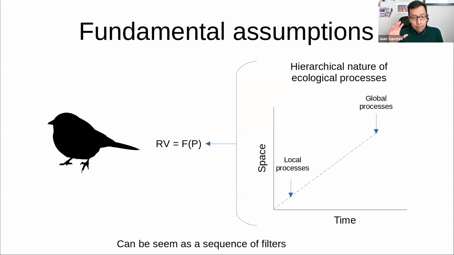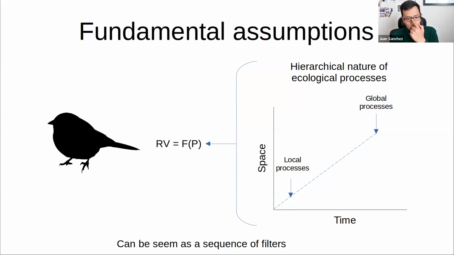So we have described the different interactions of the species with the environment in a hierarchical way. If we see in this graph, we can differentiate very well that there are processes that occur in very short times and very small areas that we can call local processes. For example, when a species is selecting a food resource in a very small area, like a tree. We can think also of processes that occur in huge areas and periods of time, like, for example, the process of climate change that is occurring at a global extent, and it takes time to occur.